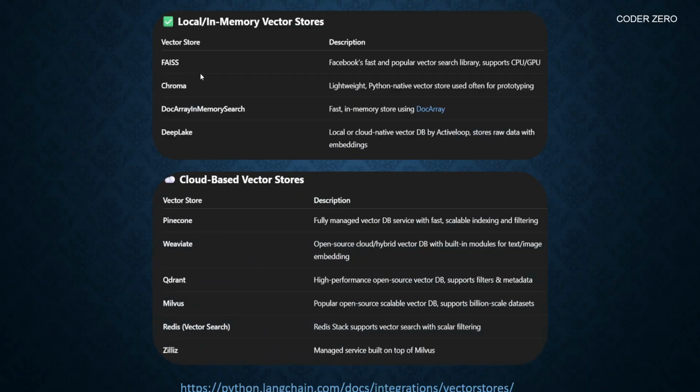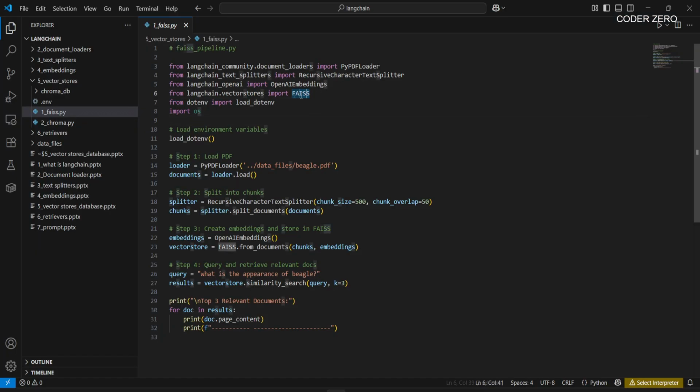Now in LangChain we have local or in-memory vector stores, that means offline vector stores. So we have FAISS, we have ChromaDB, we have Deep Lake. We also have cloud-based vector stores: Pinecone, Weaviate, Qdrant, Milvus. So you can use any of these vector stores. These won't be chargeable, but I think they will charge some fee if you want to use their services.